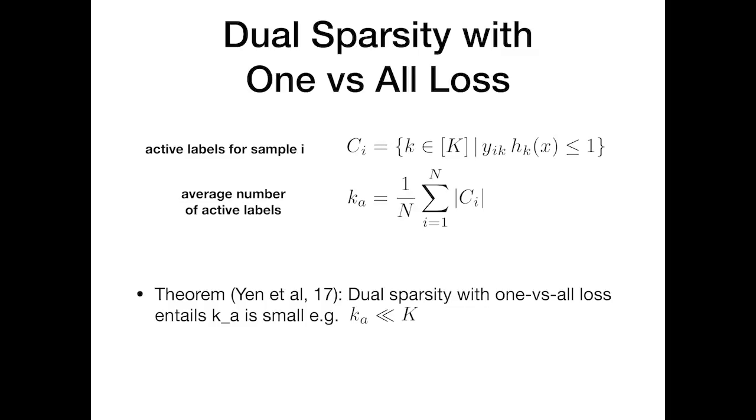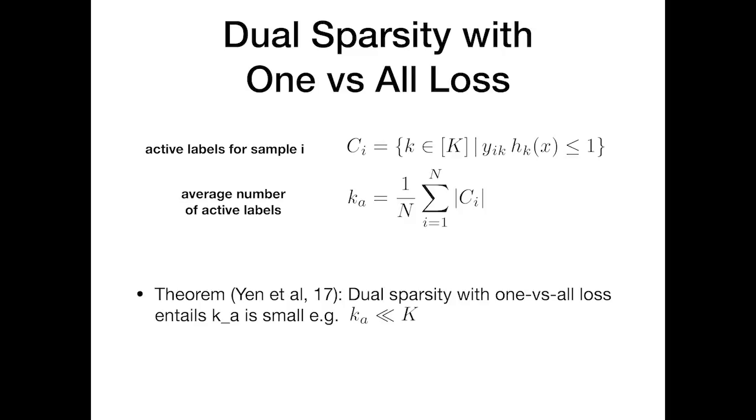So instead of most confusing labels, let's look at another notion drawn by the structure of this one versus all loss, which is the active labels per sample. So instead of the most confusing labels per sample, let's focus on the active labels per sample. What are the active labels per sample? For sample i, it's the set Ci, which is the set of all labels K such that the sample i will fall within the margin.